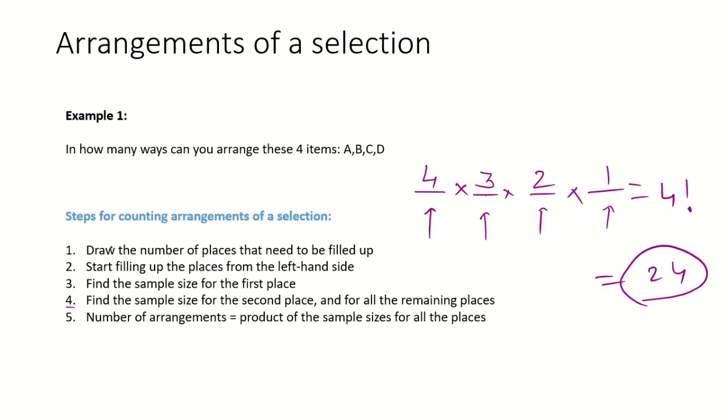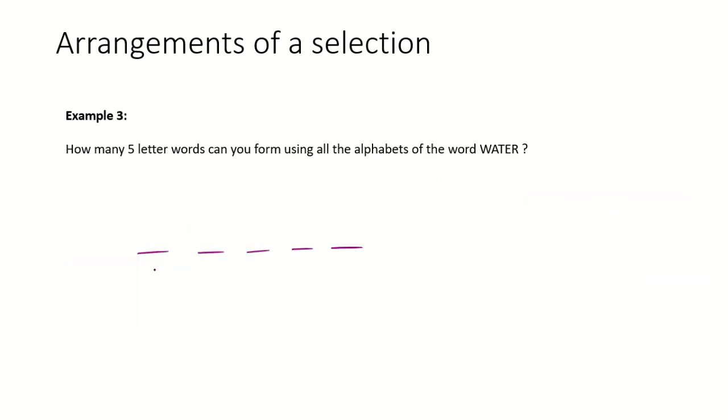Okay, and the third step is find the sample size for the first place. So the first place can take any of the 5 alphabets. So we put in 5 here. So now we are left with 4 remaining alphabets, right? One of the 5 alphabets is taken up by the first place. So this one takes any of the 4 remaining alphabets. And notice that we do not repeat any of the alphabets, right?